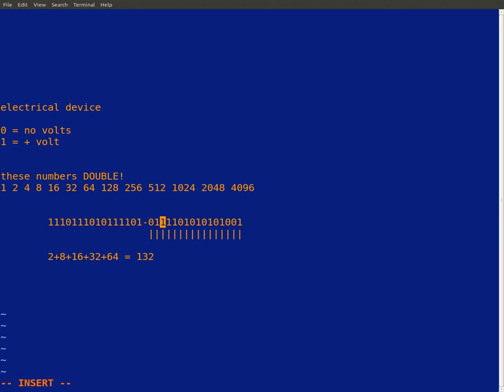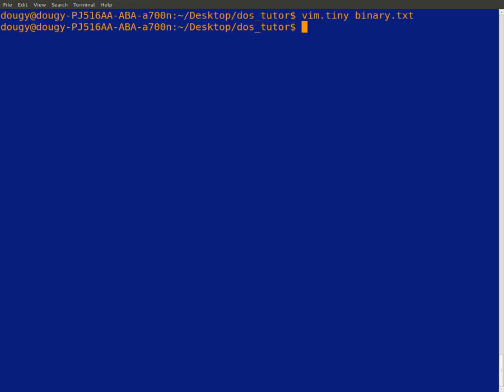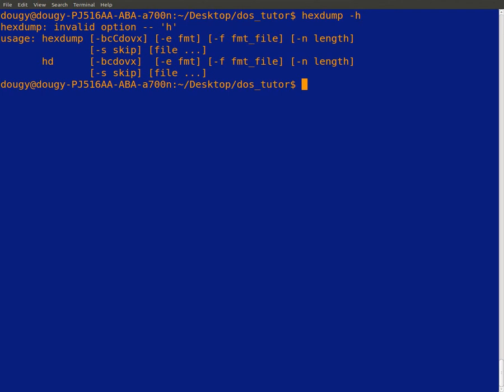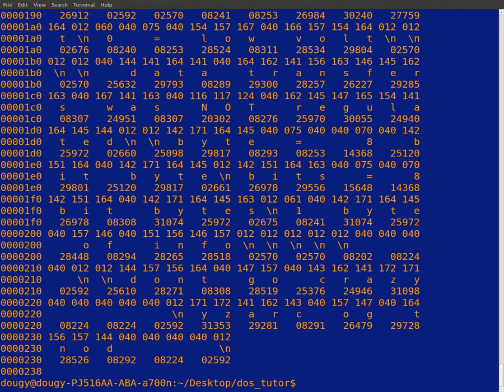This is how it looks in binary form on your computer. And we can say hex dump, C. Let's say hex dump help. Yeah, BC. I think it's BCD. I want to say BCD. This dot show. There it is.